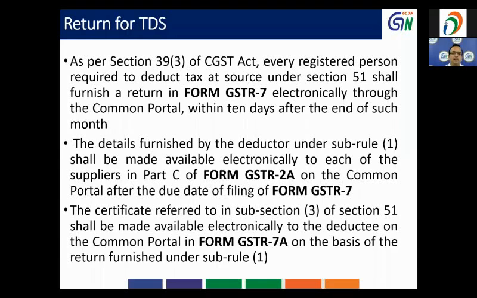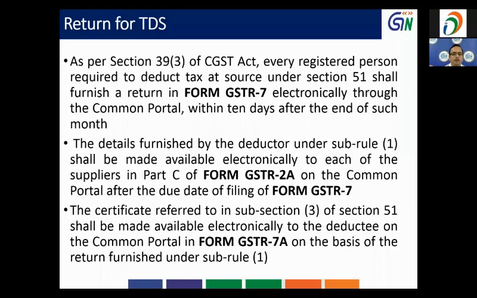So if a tax deductor has deducted TDS for 10 suppliers, then for each of the suppliers, in Part C of form GSTR 2A, that particular information will be populated. That's how the supplier will come to know that the tax has been deducted, through GSTR 7 being filed by the tax deductor. That information will flow into the GSTR 2A of the person from whom the TDS was collected, and it will appear after the due date of filing GSTR 7, which is the 10th of the following month.